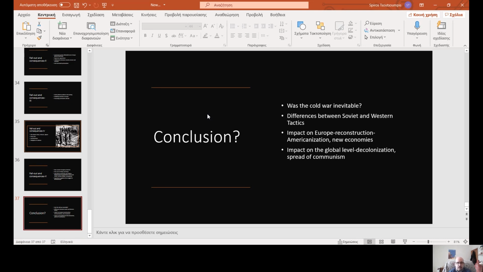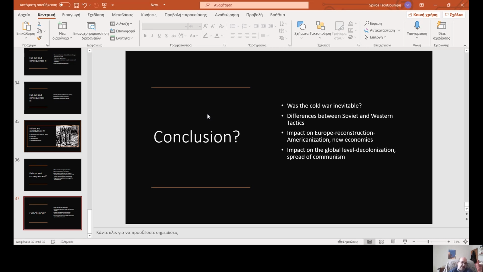And what was the impact on the global level? Well, the intervention of the Soviets led to the acceleration of decolonization. So countries that were colonized by the Europeans slowly shed the yoke of European rule, and this also led to the spread of communism across the globe.